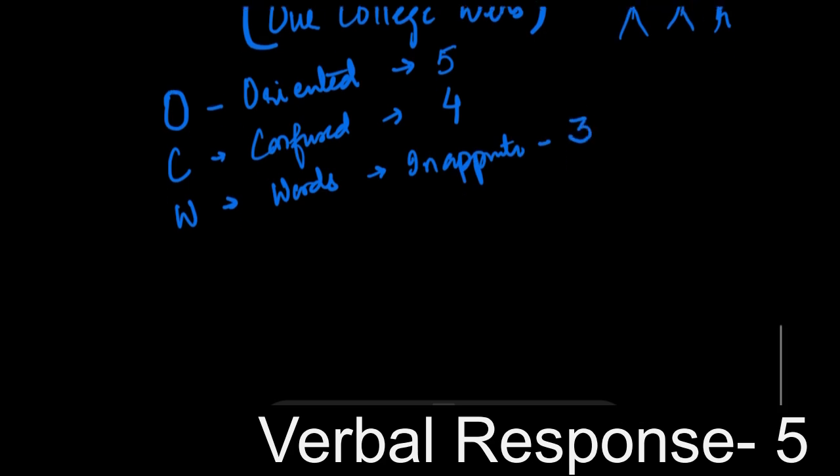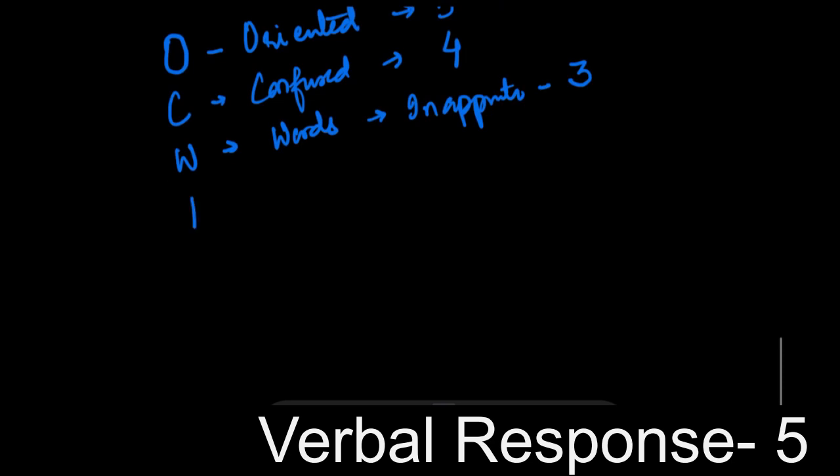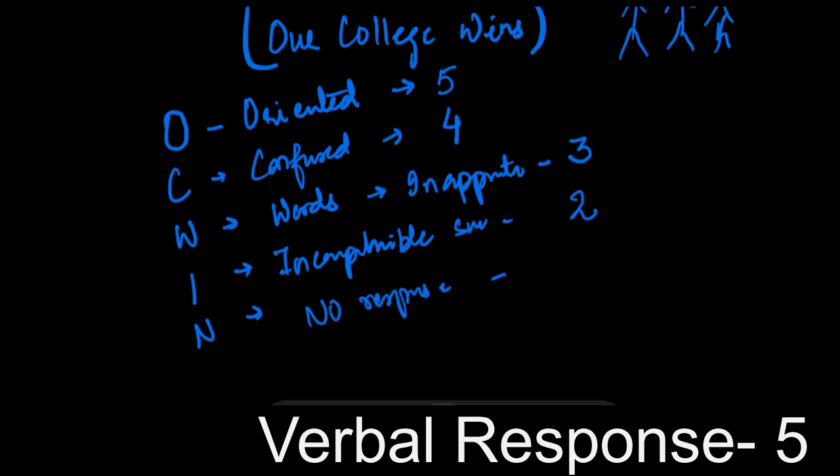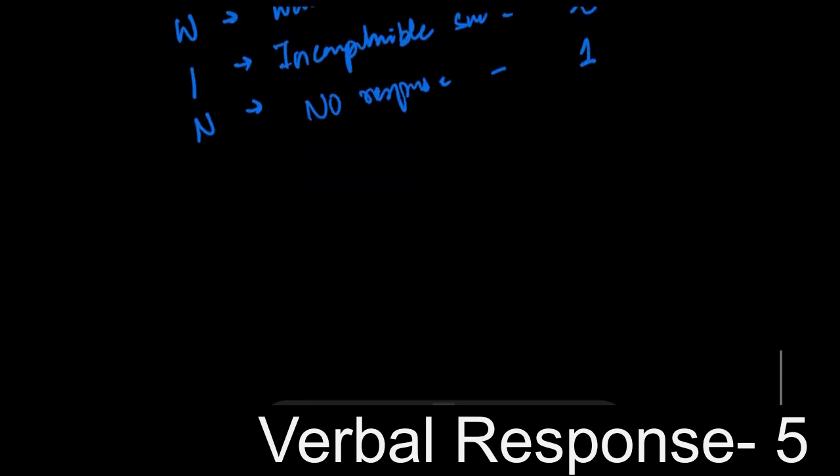Next we will move towards I, which is incomprehensible. The patient is asked, what is your name or where are you? Instead of saying anything, the patient will be giving some incomprehensible sounds like oh, like this. Then you will give a score of 2. And the last one is no response. Here the patient is not giving any response to your verbal command, then you give a score of 1. So again the maximum score over here will be 5 and the minimum will be 1.